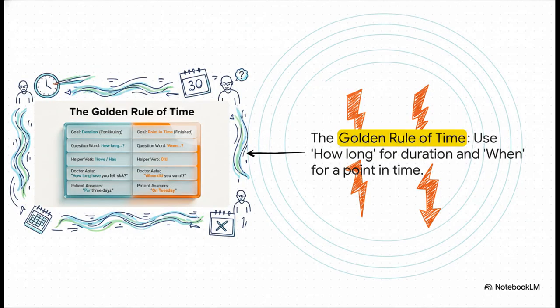So this brings us to what I call the golden rule of time. If you remember just one thing, make it this. To ask about duration, a problem that's continuing, you use how long with have. For example, how long have you been feeling sick? But to ask about a specific, finished point in time, you use when with did. For example, when did you vomit? That one little word choice, have or did, completely changes the entire meaning of your question.